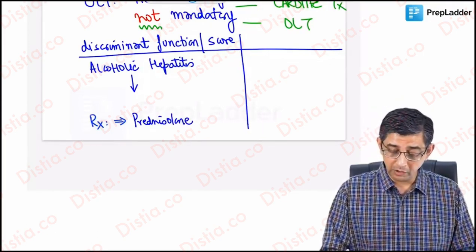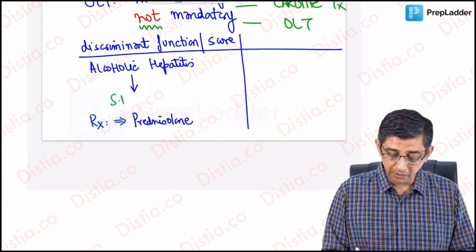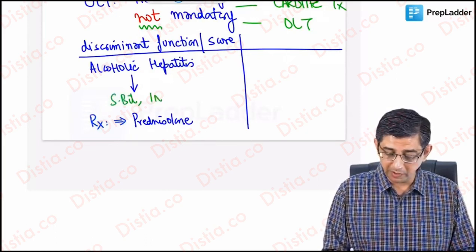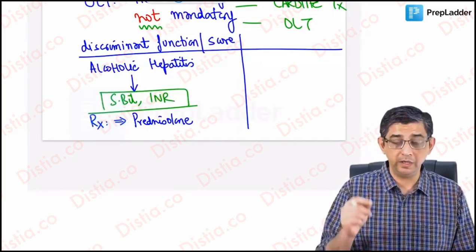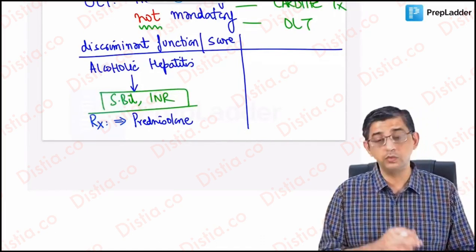The components which are going to be present here are serum bilirubin and international normalized ratio. No prizes for guessing that. I have already taught you that serum bilirubin and INR are integral components of every liver scoring.